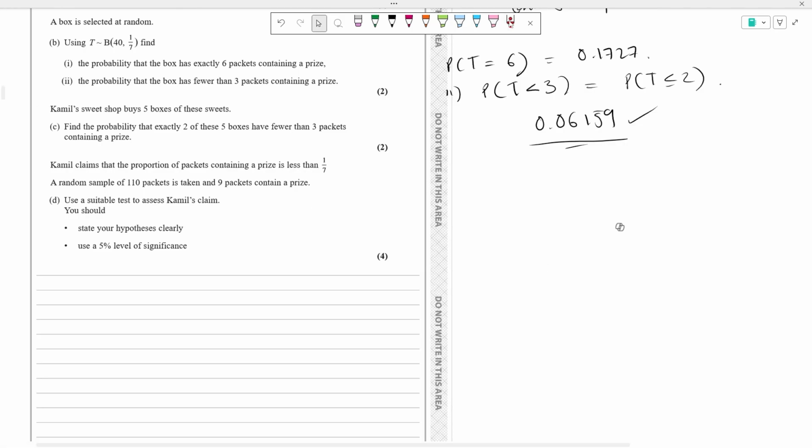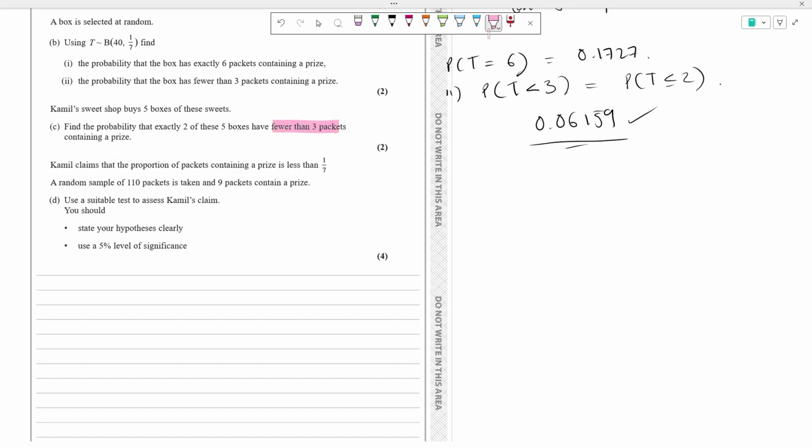Camel's Sweet Shop buys 5 boxes of sweets. Find the probability that exactly two of these 5 boxes have fewer than 3 packets containing a prize. Okay, so when you do stats questions, try to spot a key phrase that is in common between different questions. And you can see this phrase here, fewer than 3 packets. We've already looked at this before.